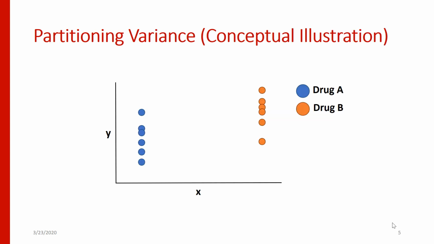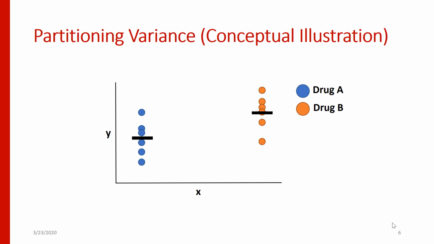To illustrate this conceptually, let's imagine I have some outcome variable y as a function of the independent variable x, which is a contrast-coded predictor representing whether you took drug A or drug B. Let's say drug A was coded as -1 and drug B as +1. Here are the individual data points, and here are the means. It looks like drug B is doing a little better than drug A, assuming positive y is good, but there's also a lot of overlap in our data.